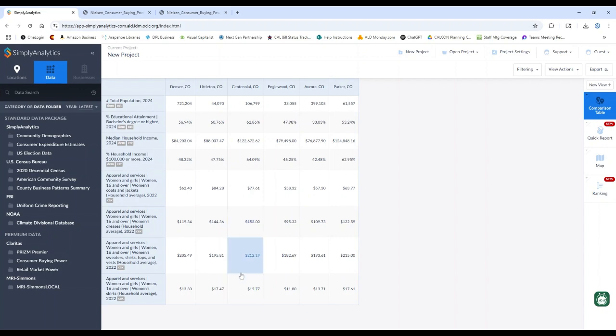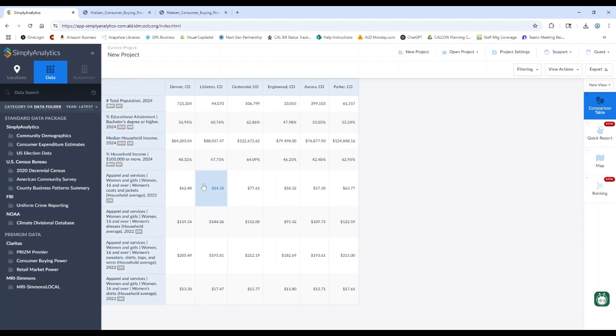And I really like to tell people it's very important to remember these consumer spending estimates, since they're averaged out over all of the households that are doing this, some of which may not have anyone who would buy women's clothing, these numbers are always going to be low. They are much better for using as a comparison tool.